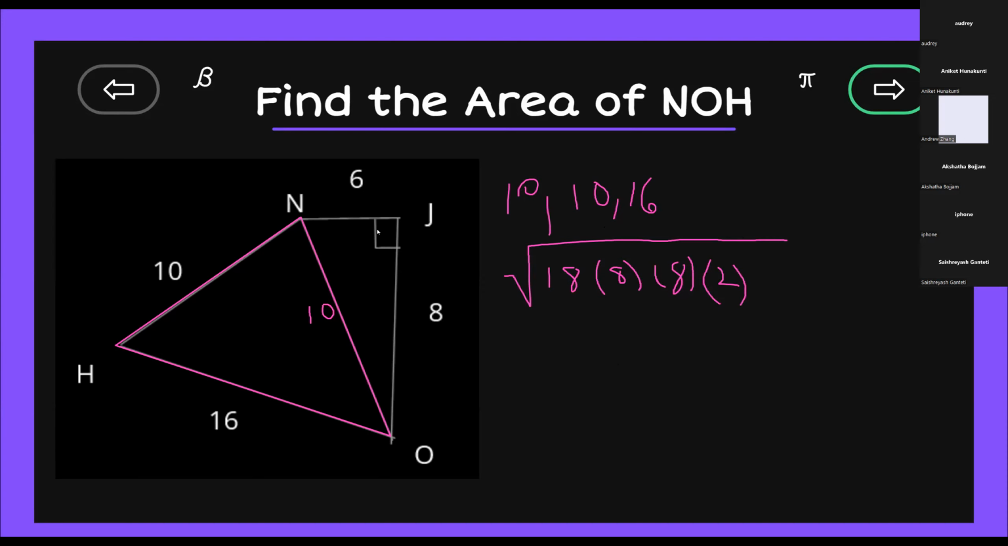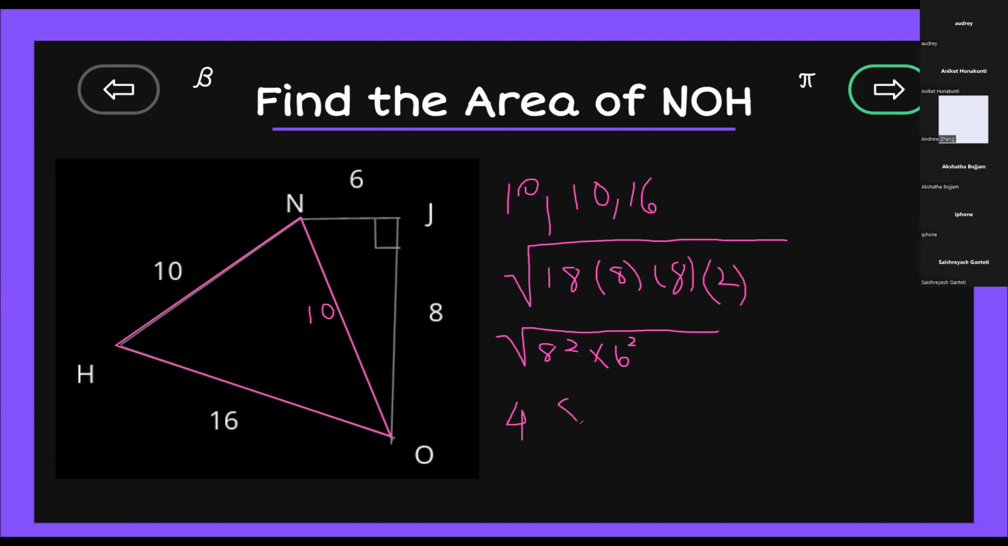For this scenario, you technically don't have to use Heron's formula. However, because we're learning Heron's formula right now, just please do. So that means we have the square root of 8 squared multiplied by the square root of 18 times 2, right? So 18 times 2 is 36, which is just 6 squared, meaning we get an answer of 48.